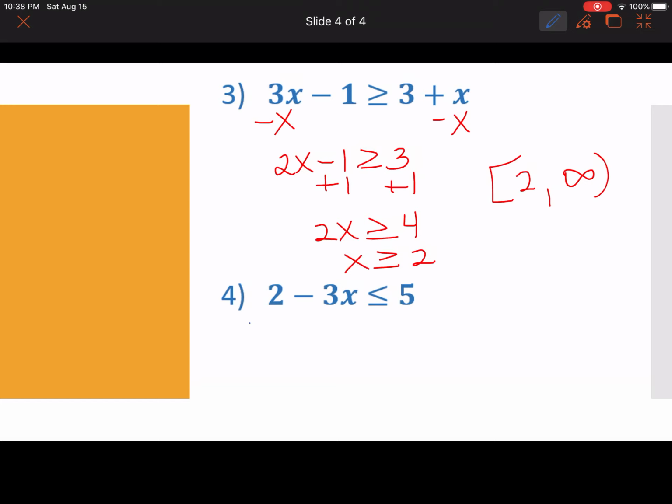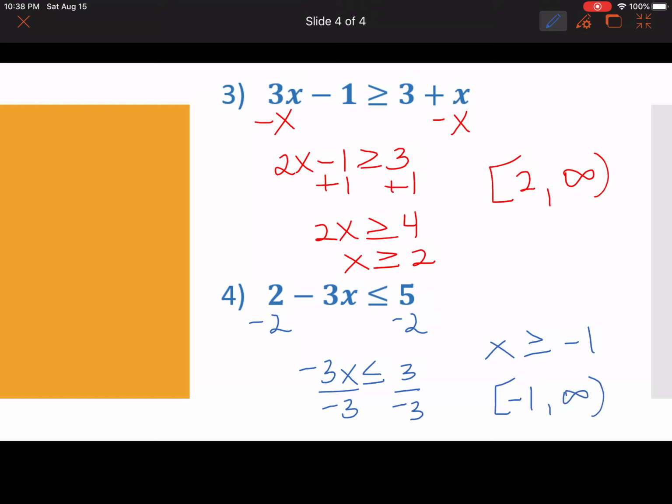Question 4, we're going to subtract 2. And then I'm going to divide by a negative. Anytime you divide an inequality by a negative, remember you have to flip your sign. So that gives you x is greater than or equal to negative 1. Negative 1 gets a bracket. Infinity would get a parentheses.